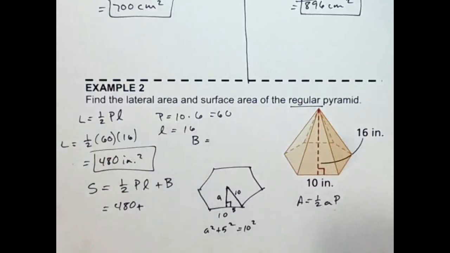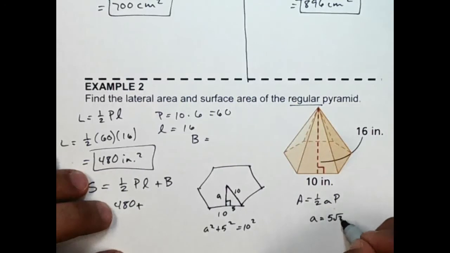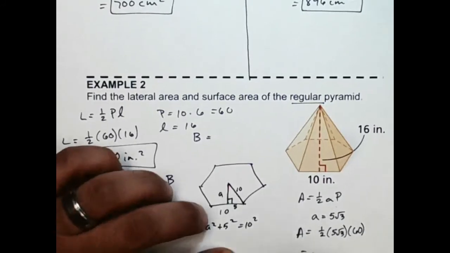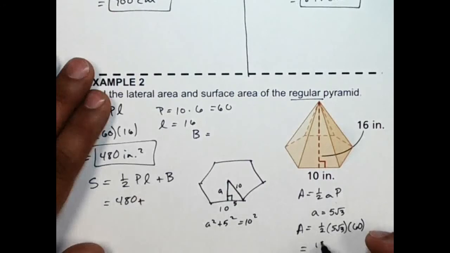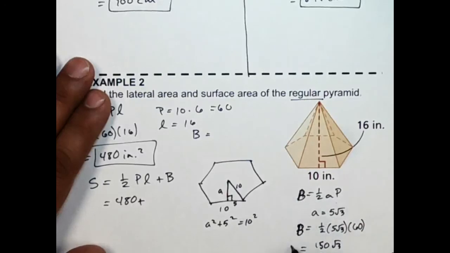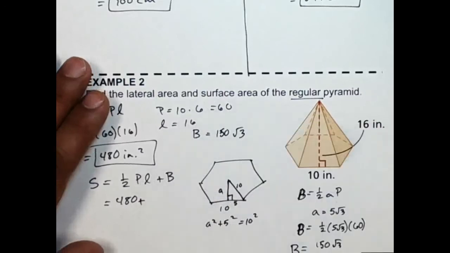If you remember how to do your 30-60-90 triangles, then I know very easily that my apothem comes out to be 5 square roots of 3. Alright, so for the area of this, I get 1/2 times 5 square roots of 3, and then my perimeter is 60. So then I get an area of 150 square roots of 3. That actually ends up being my B, so we should make that a B for all of these. So my area of the base is 150 square roots of 3.